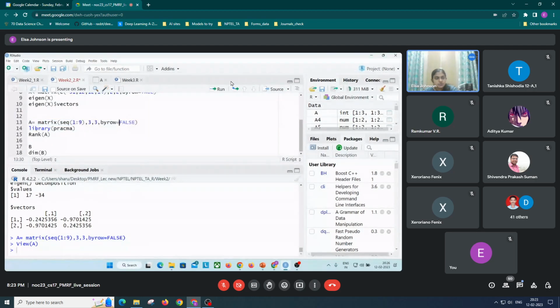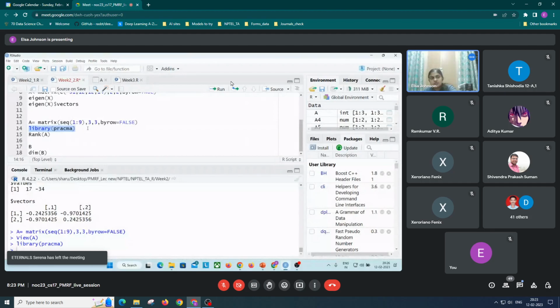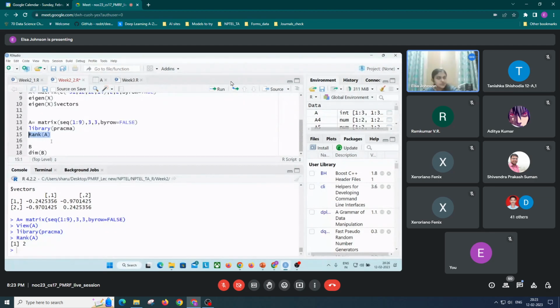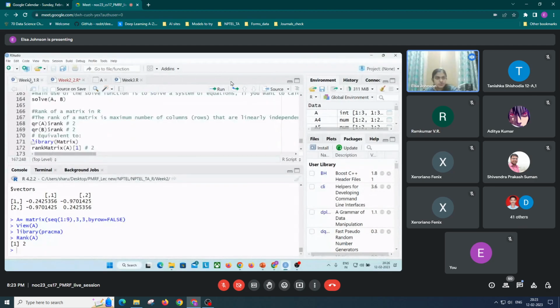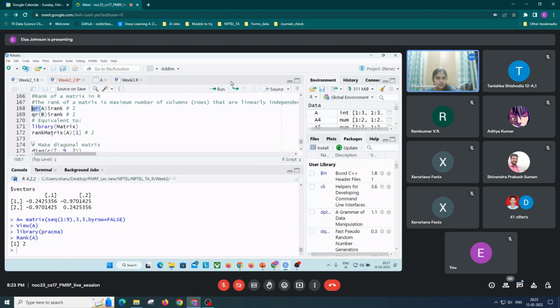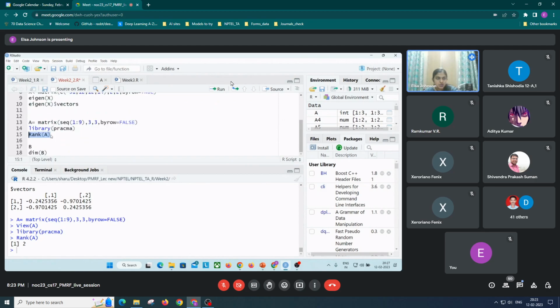Now the library is already installed, so I'll bring it to the environment. Then if I put rank of A, that will work. So this is another method for finding the rank. There are many methods to find out rank. You can use QR of A like that. You can use rank with the library Matrix if you have installed it, and you can use rank of A if you have installed the library pracma.